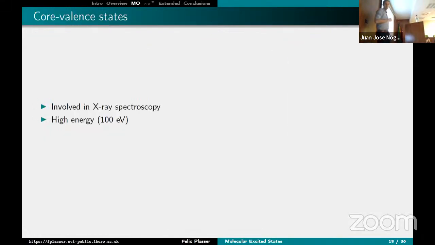So, I didn't prepare a lot about core states, but just to make this complete, we could also excite from a low-lying core electron into the valence space. That's what people are interested in when they're doing X-ray spectroscopies, like anything that starts with X, like XANES, or X-star or whatever. Then you always have these core-valence states involved, and the energies are usually high, we're talking hundreds of electron volts, kilo electron volts, and so on.